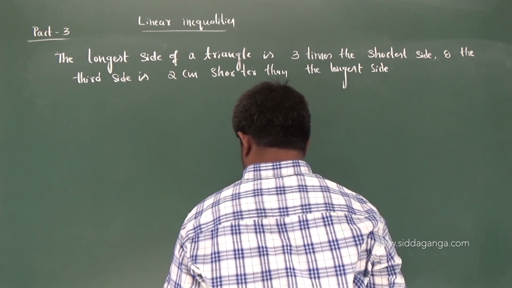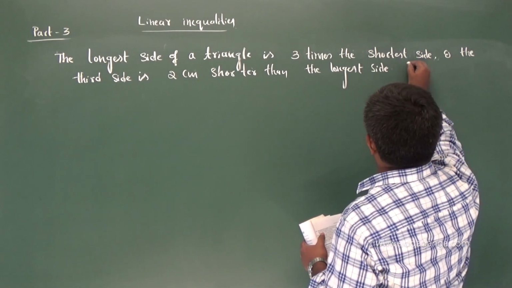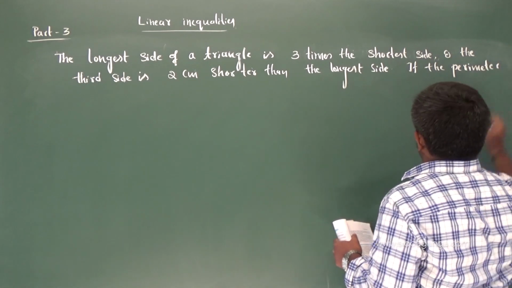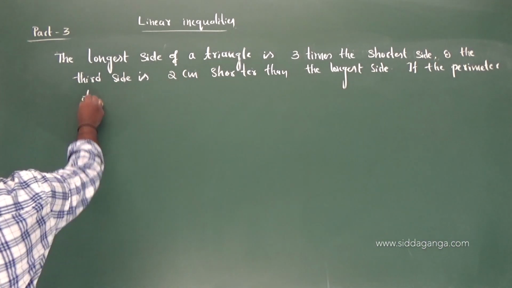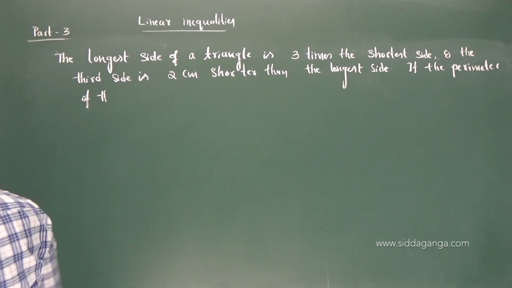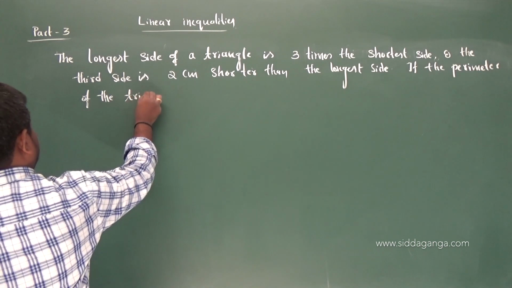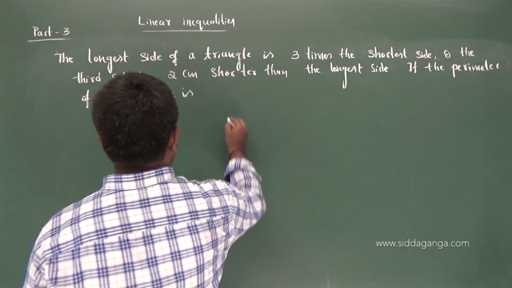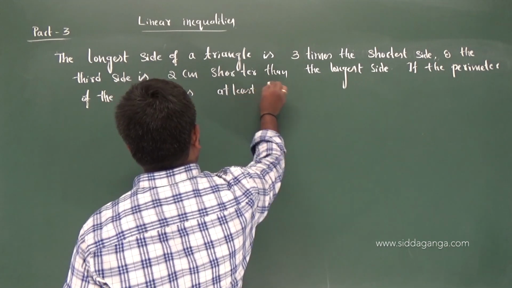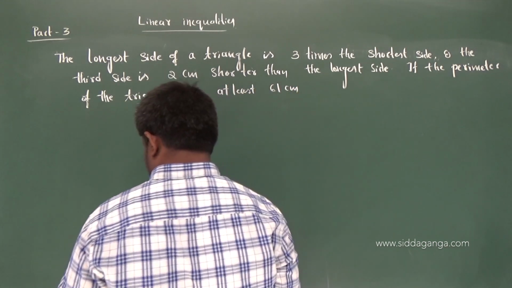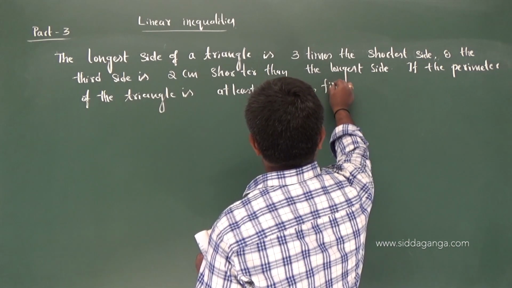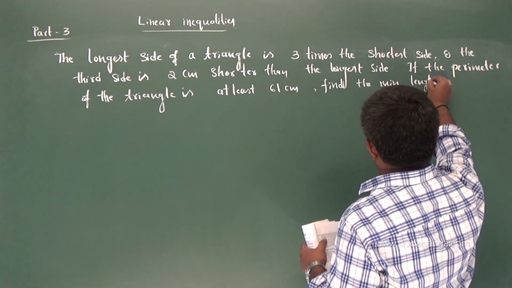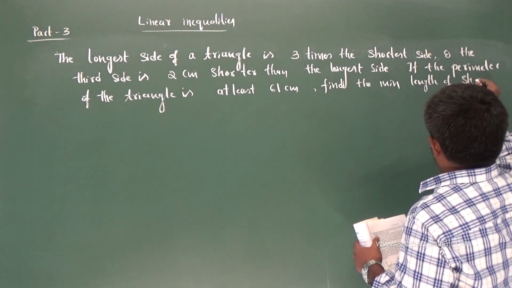If the perimeter of the triangle is at least 61 centimeters, find the minimum length of the shortest side.